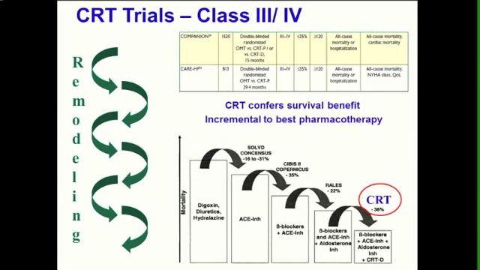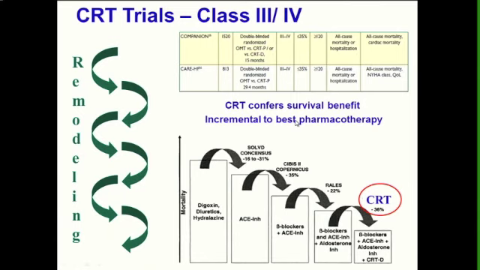So the initial trials really addressed class 3 and class 4 heart failure, and the major ones were Companion and Care HF. I was trying to locate the cursor on this. In any case, the top table shows the results of these trials. Large trials. Okay, doesn't work very well.